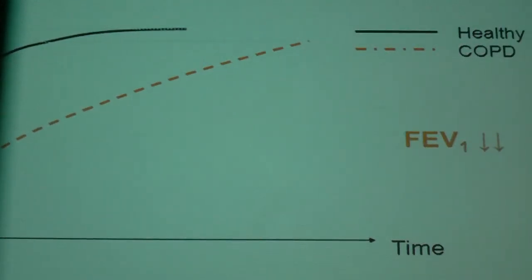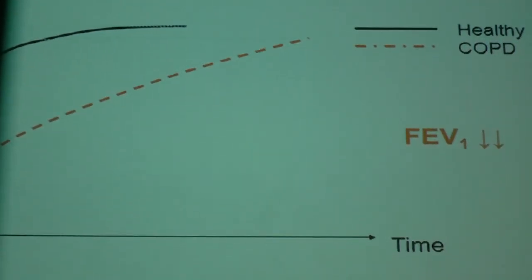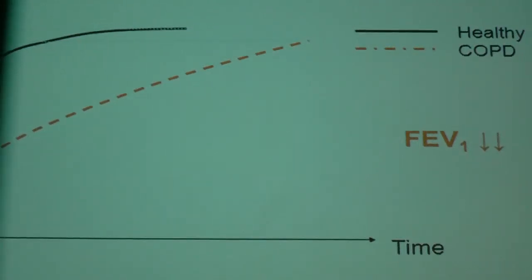If we follow the guidelines, then airflow limitation, COPD, is defined by a ratio of the FEV1 and the FVC below 0.7. FEV1 is the forced expiratory volume in the first second, and FVC is the forced vital capacity. So the vital capacity is the volume of air that one can expire after a complete inspiration, and the FEV1 is the volume that one can expire in the first second.